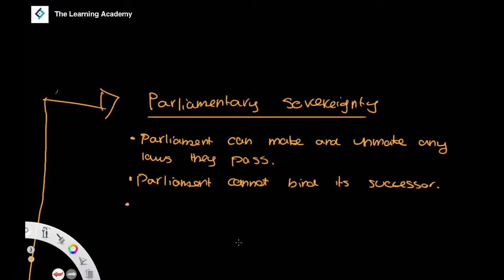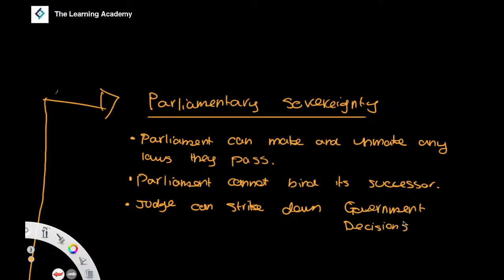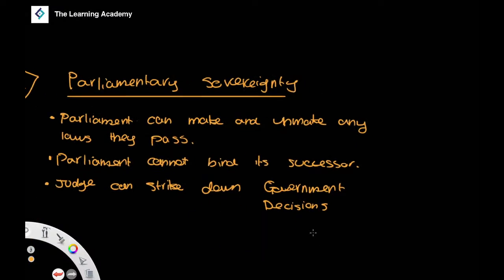So sovereignty is always going to be a problem when it comes to this kind of issue, and the same for the government as well. For example, a judge can strike down government decisions. However, the government can get around this problem by simply passing parliamentary legislation. So the government could just pass an act of Parliament.